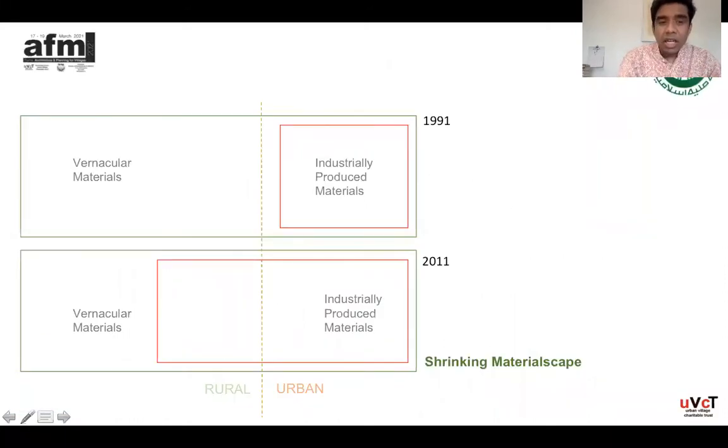This is a schematic diagram that I have developed in order to demonstrate how industrially produced materials like cement and concrete are gradually taking over the rural realm. The phenomenon has increased in the last 30 years, from 1991 until now. And it's important that we talk about this changing phenomenon before the industrially produced materials take over the entire landscape, both urban as well as rural.